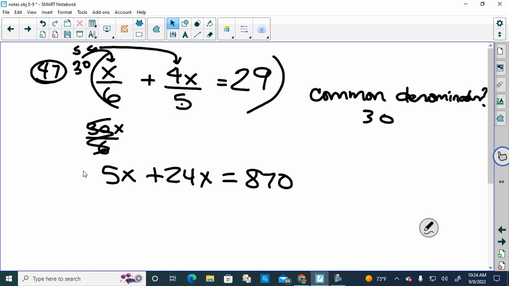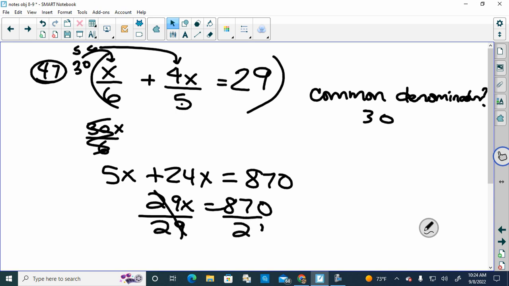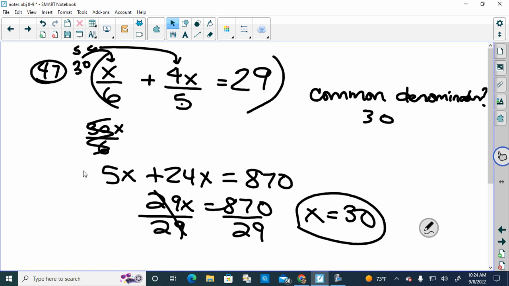Okay, now I can combine my like terms. So 5x and 24x will be 29x. Okay, and my last step would be to divide by 29 to get rid of it. So x would be 30. And this one was that. It doesn't say is 30 a solution to the equation. This problem is actually solving the equation. Okay, so you have to find the solution.